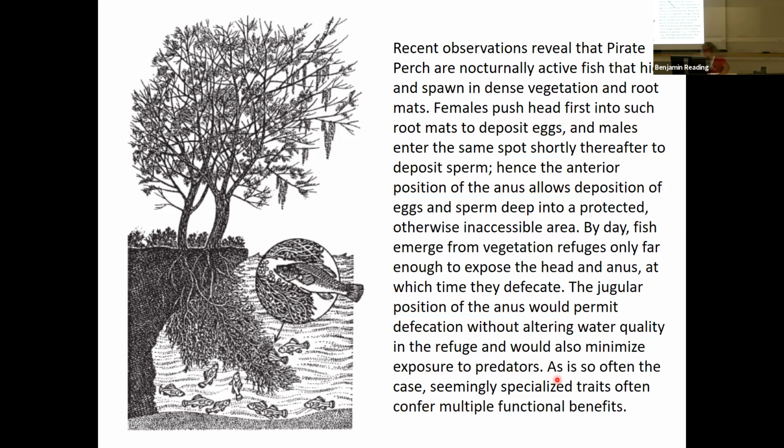So this is one of those examples where something ridiculous like a jugular anus does confer some kind of specialized function. And in this case, it's multiple benefits. It allows them to spawn and protect the eggs, and at the same time hide and avoid predation. So that is Aphredoderidae, the family. Aphredoderidae is the fish, and I believe you need to know that one for the lab. And I mean, the jugular anus, that's a pretty key one.